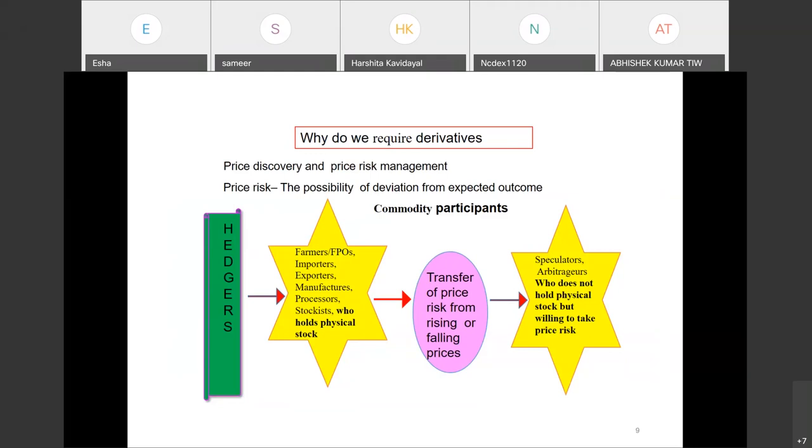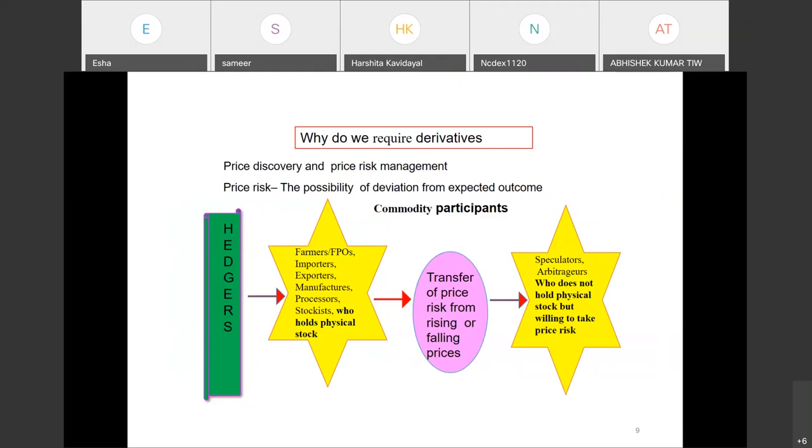Now there is a price risk because of this, so how do we mitigate that price risk? In the commodity derivatives market, there are participants who are playing. There are hedgers. Who are the hedgers? Farmers, FPOs, importers, exporters, manufacturers, processors, stockists. These are the hedgers. Why are we calling them hedgers? Because they actually hold physical stock. They have the physical stock in their possession.